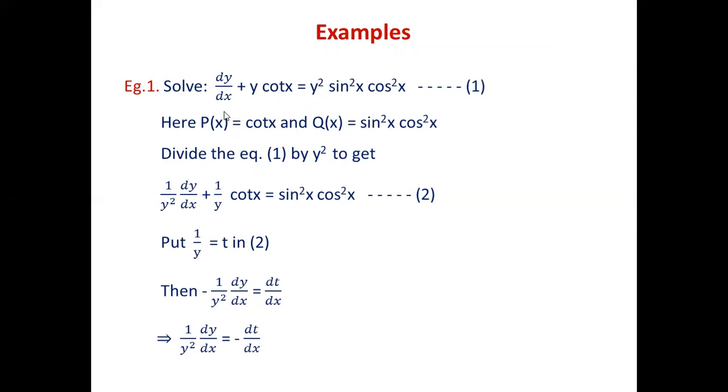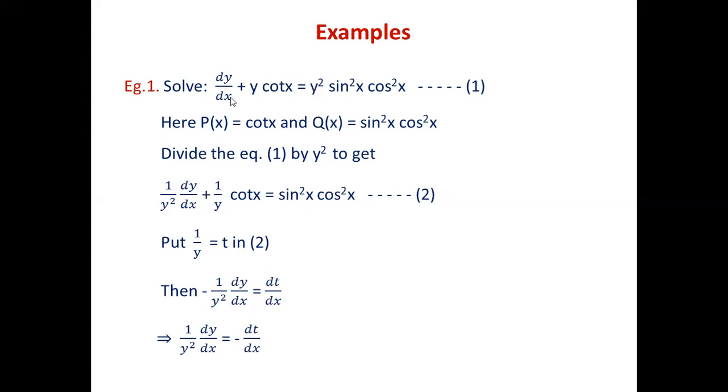And if you see, this is in the form dy by dx plus function of x multiplied by y is equal to function of x multiplied by y power n. So a Bernoulli's differential equation. Already it is in the standard form. So you are able to identify p of x, that is cot x, and q of x, that is sin square x multiplied by cos square x. So first step, standard form. Second step, identifying the functions p of x and q of x.